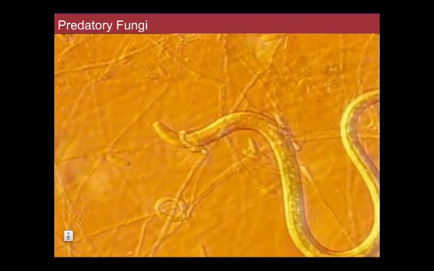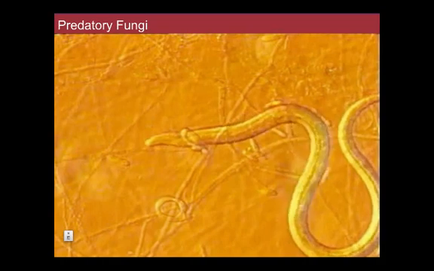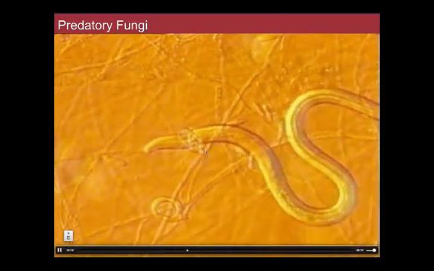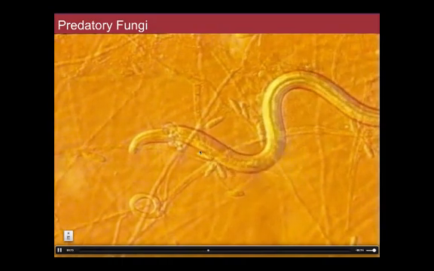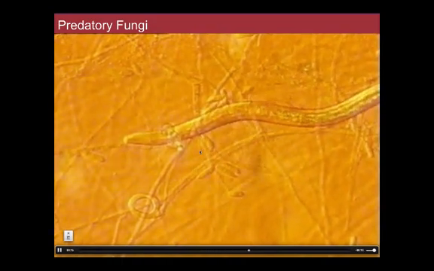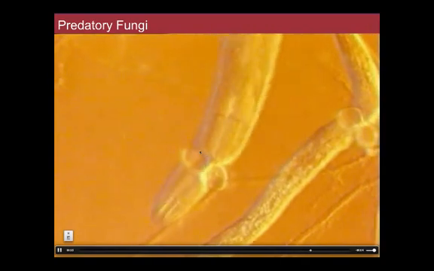Fungi are decomposers, but the soil-dwelling fungus, Arthrobotrys, is better classified as a predator. So it's looped this worm and trapped it. Just large enough to fit nematodes that live in the soil. If a nematode enters a ring, the ring constricts, trapping the nematode. Hyphae then invade and digest the nematode.